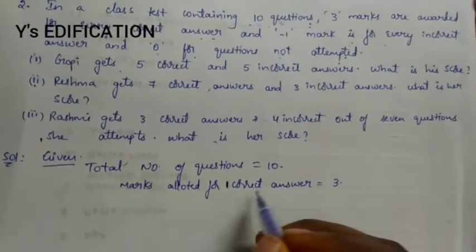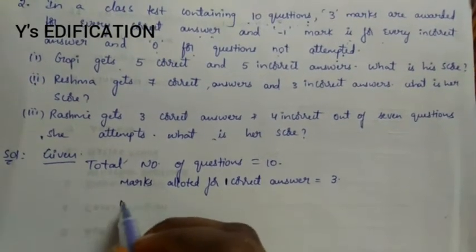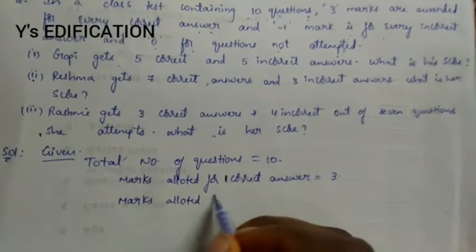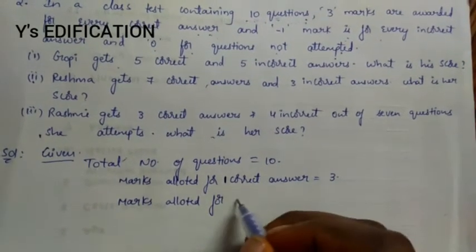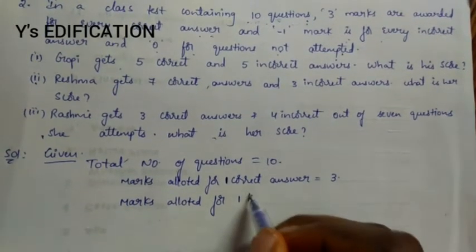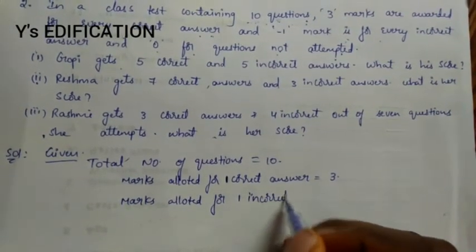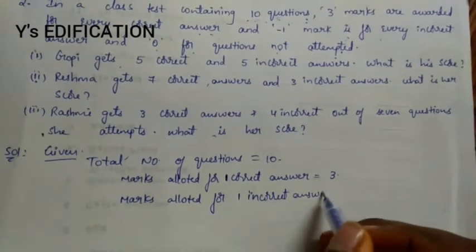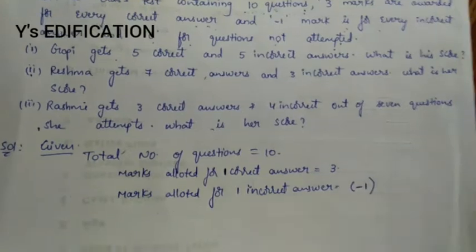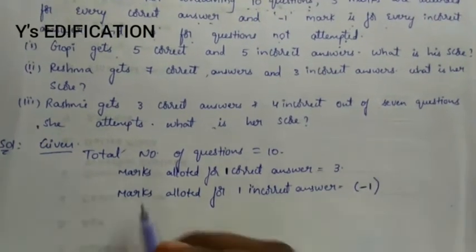Marks allotted for one correct answer is 3 marks. Marks allotted for one incorrect answer is minus 1.